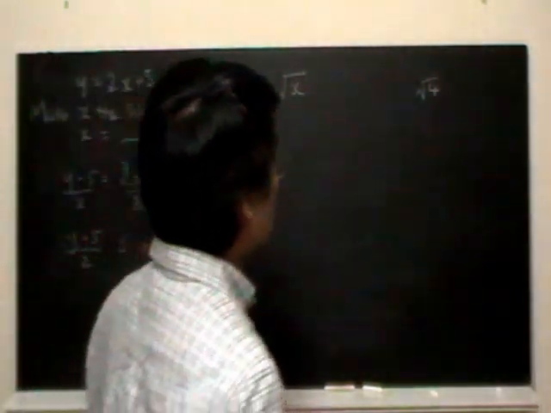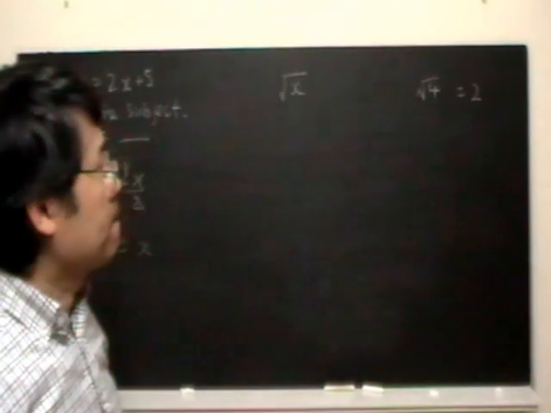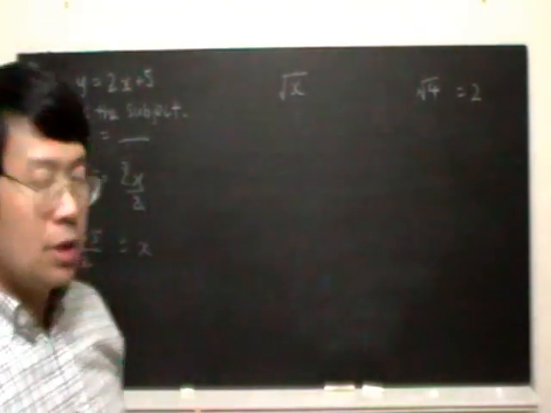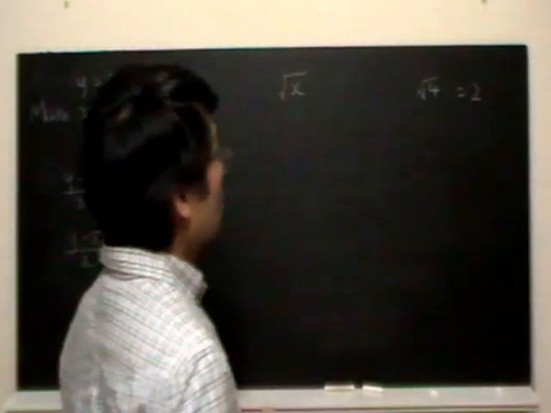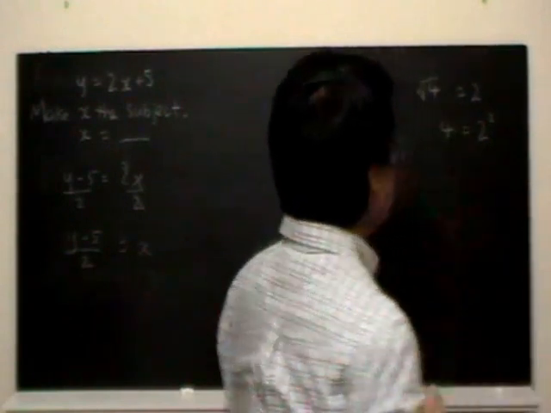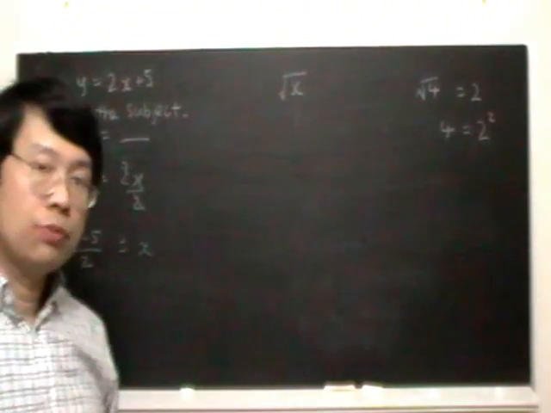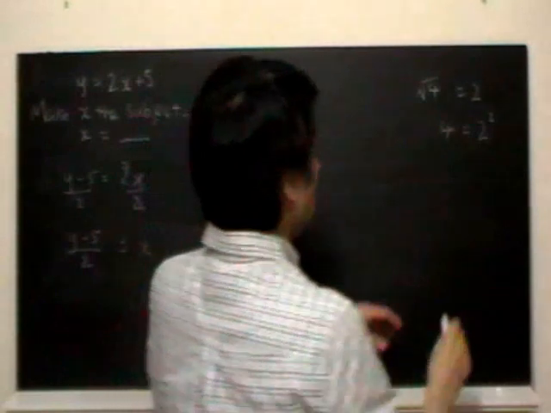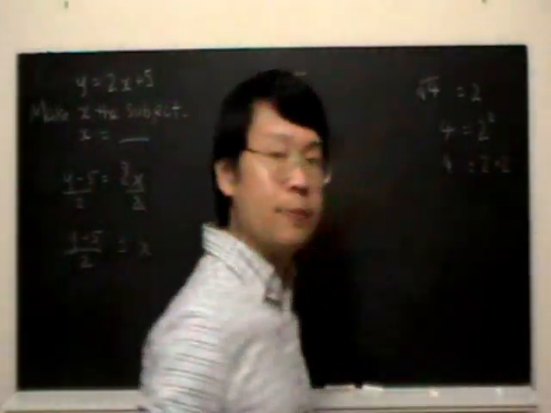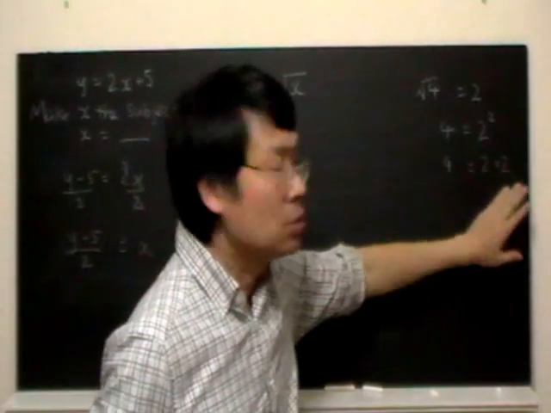Now square root of 4 is 2. Right? Because square root is the opposite of a square. So we know that 2 squared is 4. That's why the square root of 4 is 2. Just to remind ourselves, 2 squared just means 2 times 2.